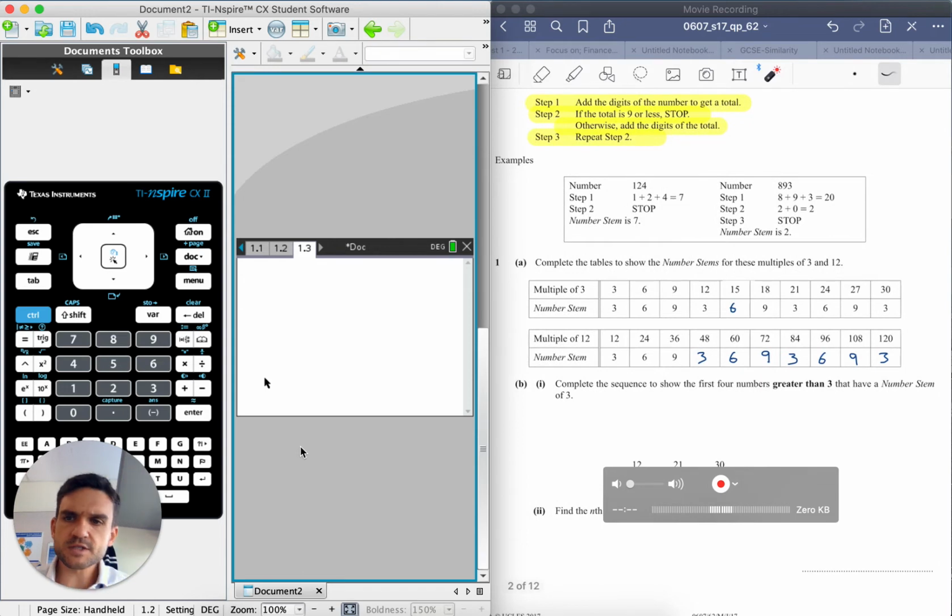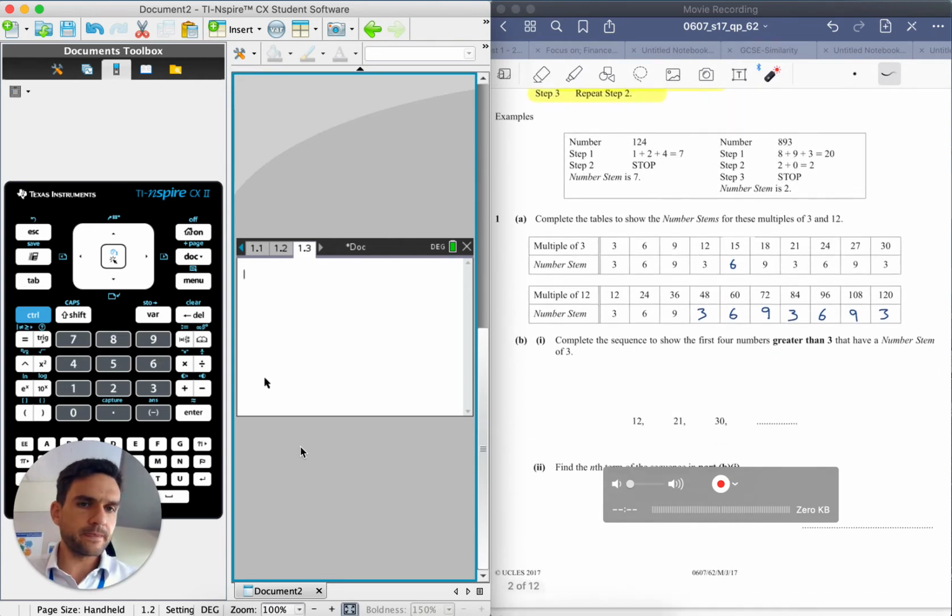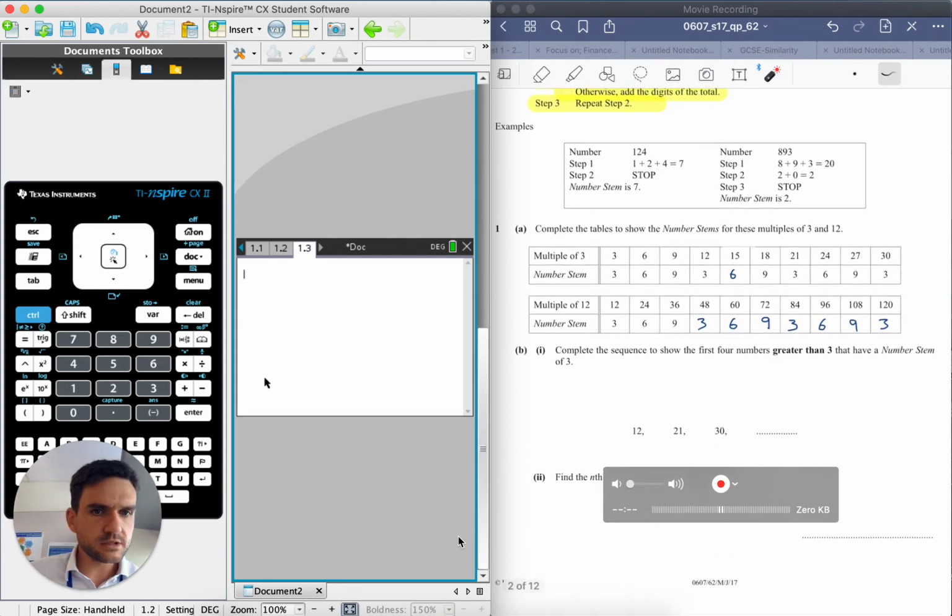We're going to look at some specifics from what we're dealing with. And what do we have here? We've got to complete the sequence to show the first 4 numbers greater than 3 that have a number stem of 3.